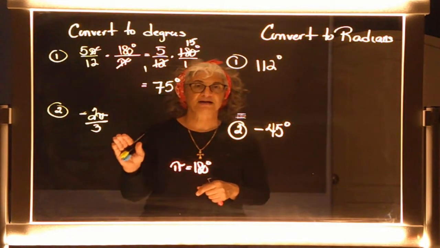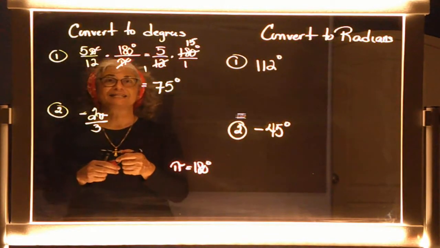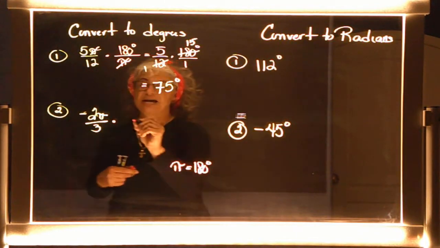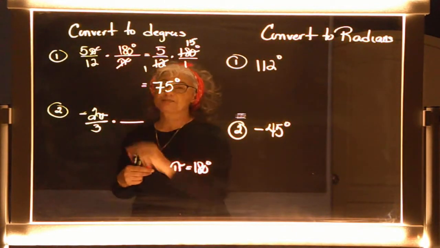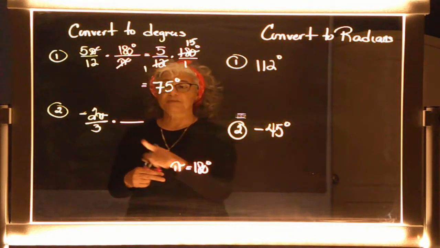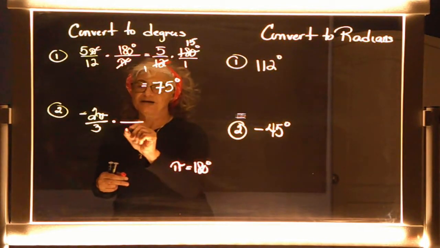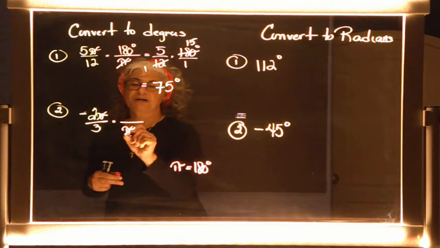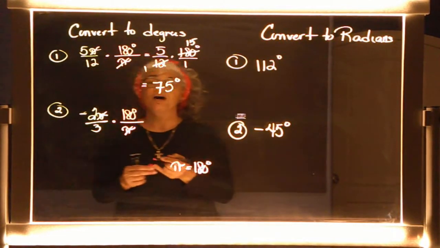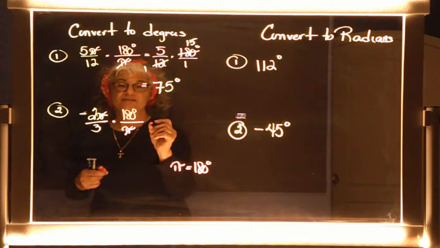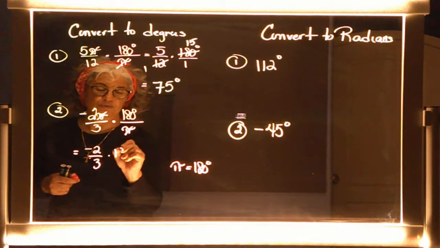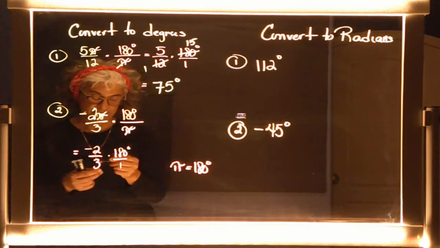We're at negative 2 pi over 3. And again, I want to convert to degrees. I don't want these radians here. And what makes me think I have radians is the pi on the top. So I need to cancel that pi, which means on the bottom I'm going to place pi. Because the pi on the top and the pi on the bottom will cancel. And I'll have the 180 degrees left on the top. Which means I am now multiplying a negative 2 over 3 times 180 degrees over 1.